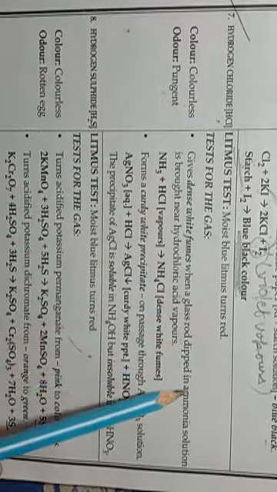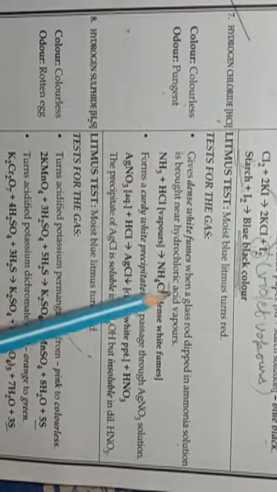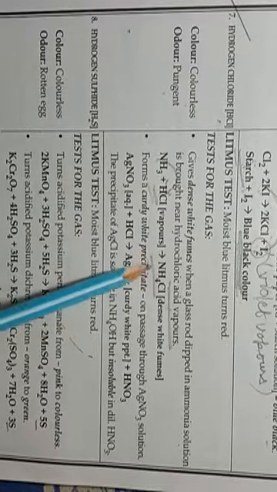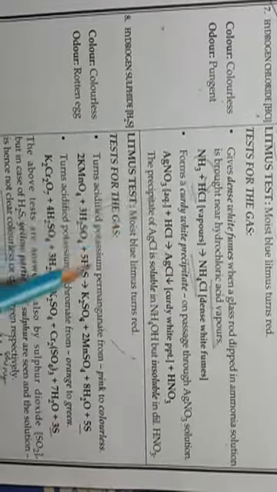Then hydrogen chloride, HCl gas, is a colorless, pungent odor gas. It gives dense white fumes when a glass rod dipped in ammonia solution is brought near hydrochloric acid vapors. So this is a very common and popular test for ammonia gas and also for HCl vapors. HCl vapors with ammonia gas form dense white fumes of ammonium chloride.